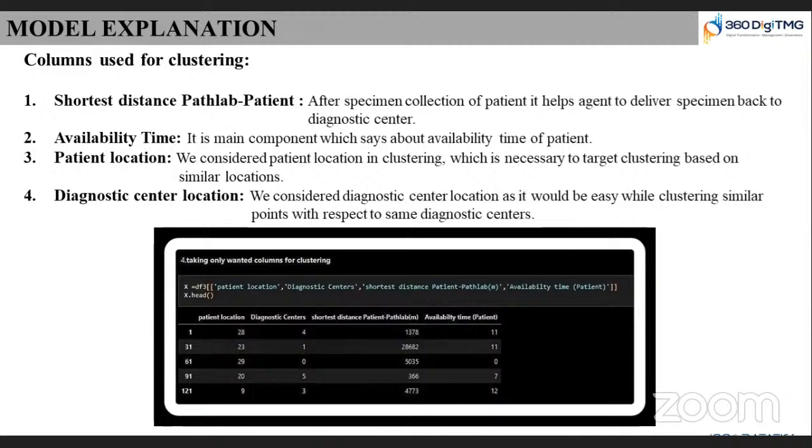Second, availability time. This is where agent reaches the patient to collect sample considering his or her availability time. Third, patient location. We considered patient location in clustering, which is necessary to target clustering based on similar locations. Fourth, diagnostic center location. This is used as it would be easy while clustering similar points with respect to same diagnostic center. Below image depicts you how the clusters are formed, taking above 4 columns.